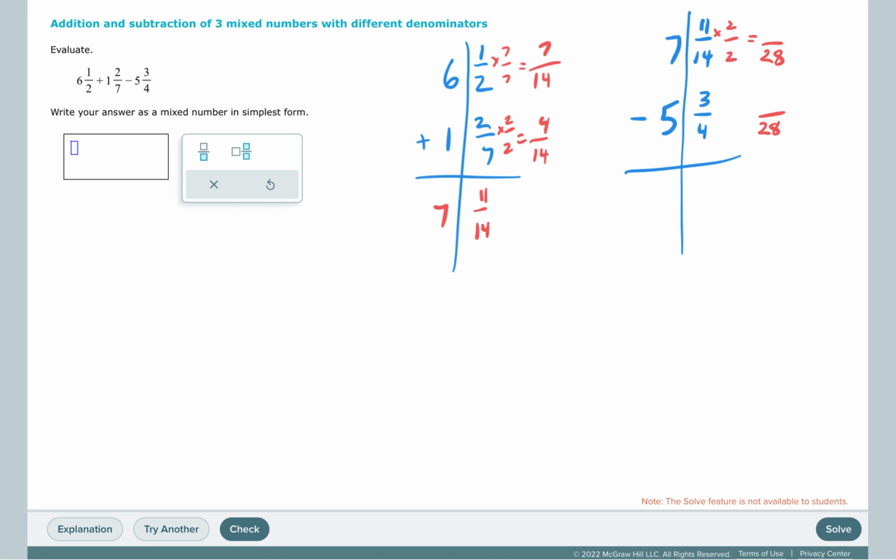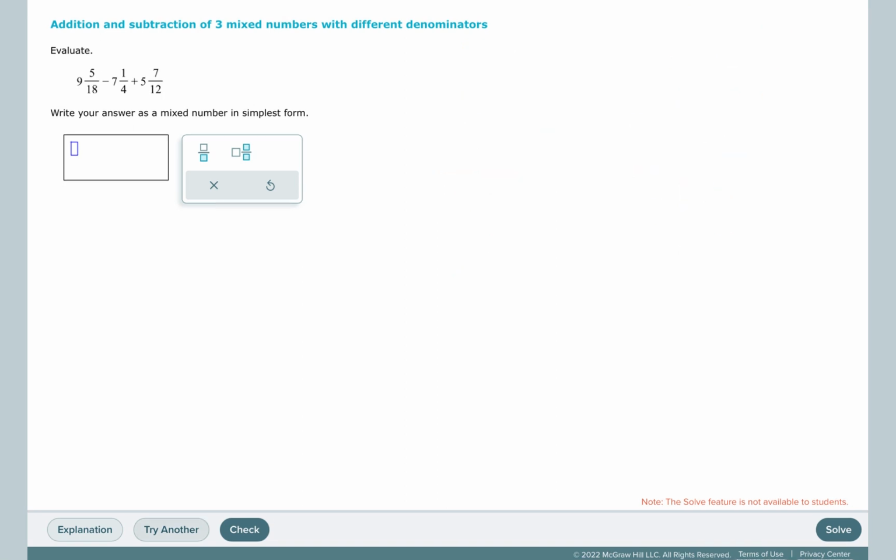So this one's going to be times 2 over 2, and this one's going to be times 7 over 7. When we subtract these, 22 minus 21 is 1 over 28, and 7 minus 5 is 2. My final answer, 2 and 1/28. So here's one more, 9 and 5/18, when we're subtracting 7 and 1/4.